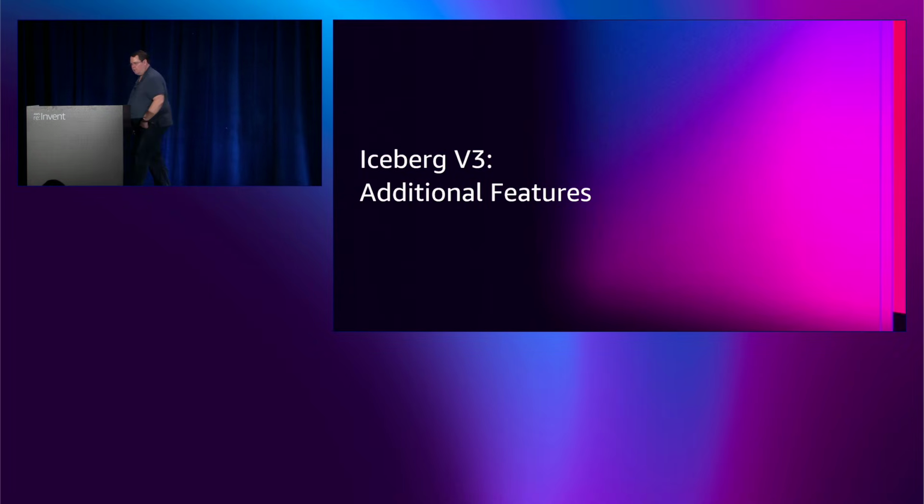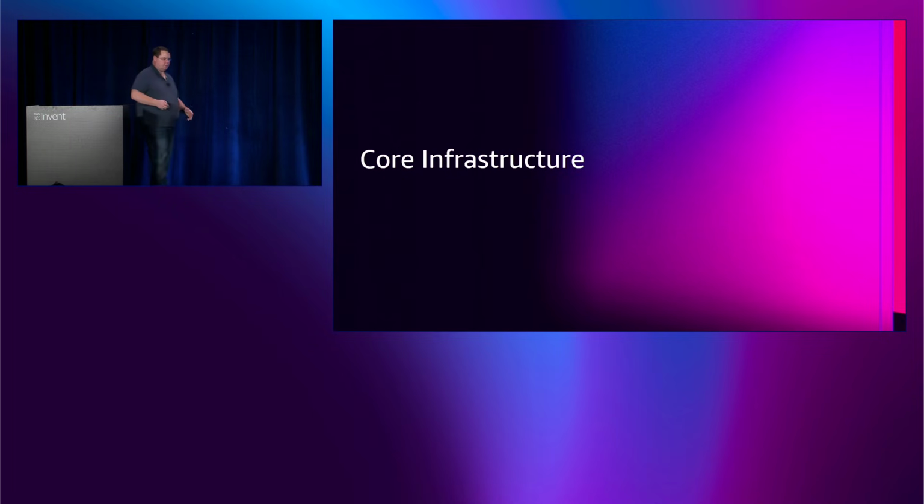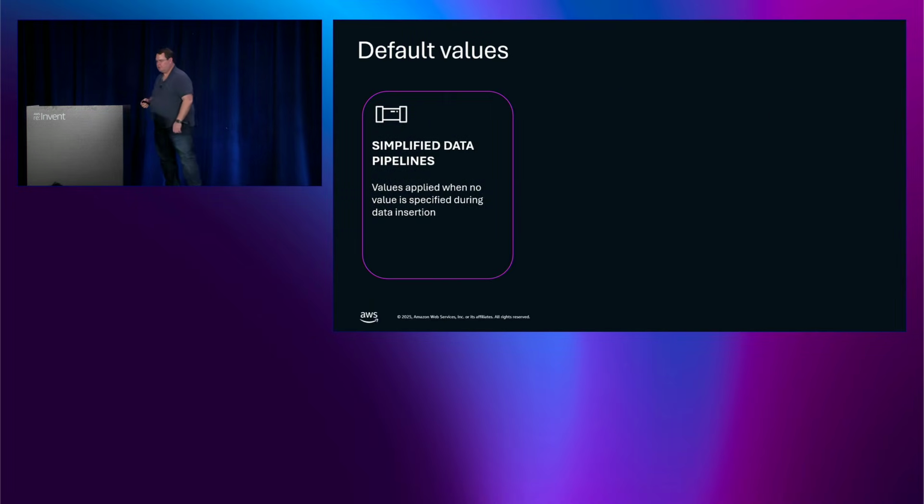Okay, so to wrap things up on V3, we'll cover some of the other stuff that's been delivered in the spec. So in terms of additional features, like I mentioned at the start, there's two buckets. There's a core infrastructure set of changes or features that came in on the V3 spec, and then there's also some additional data types. So we'll take a minute here to talk about the core infrastructure pieces.